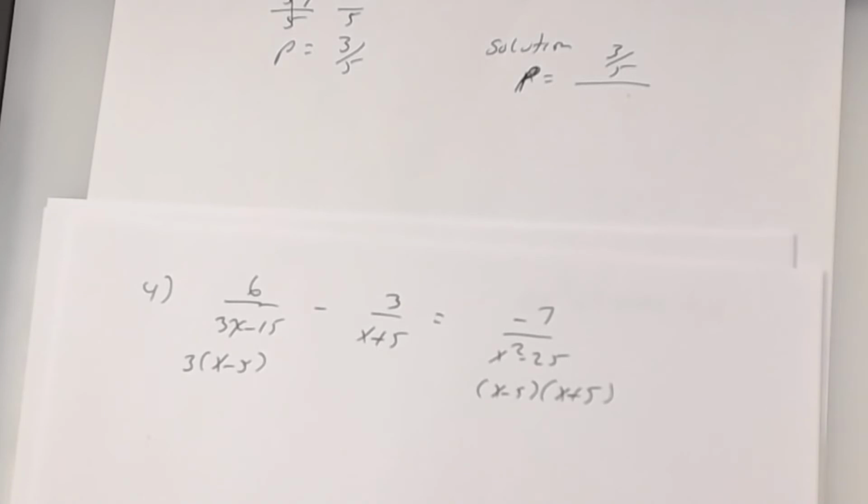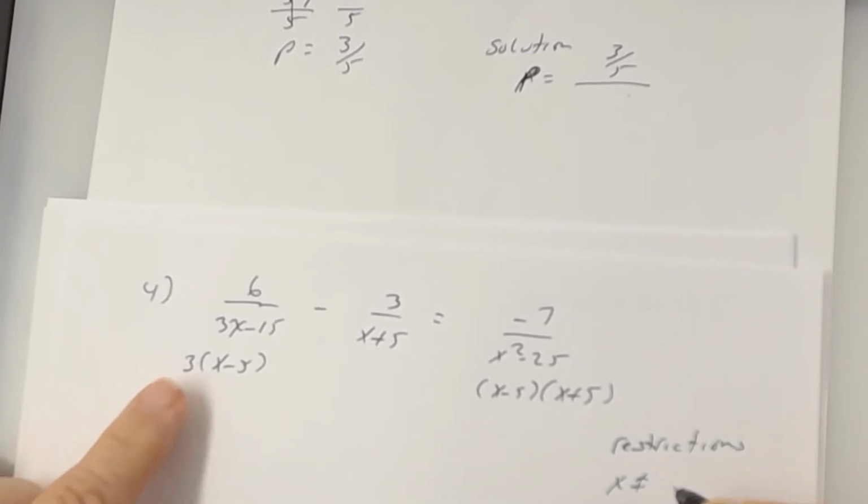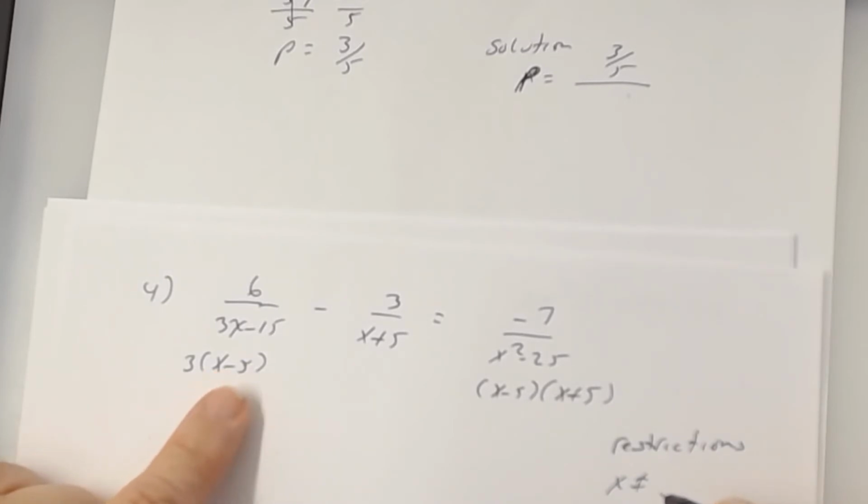All right, so let's talk about the restrictions now. X cannot equal... All right, let's talk about our factors. What's the first factor I see? 3. Will that ever be 0? No, 3 is always going to be 3. Let's look at the next factor. What's the next factor I see? X minus 5. When is that equal to 0? When x is what? 5. So one of my restrictions is 5.